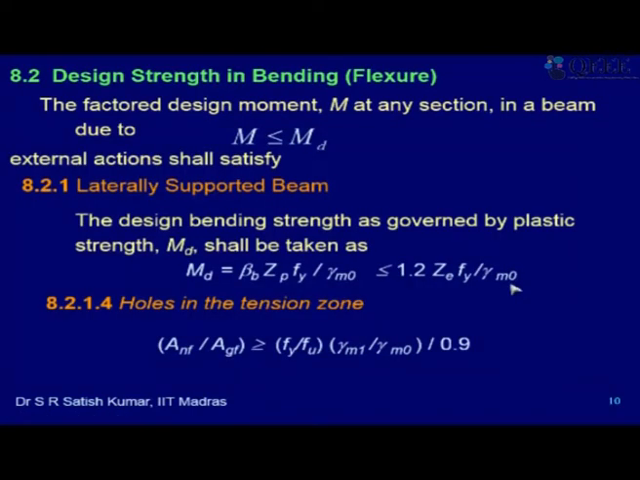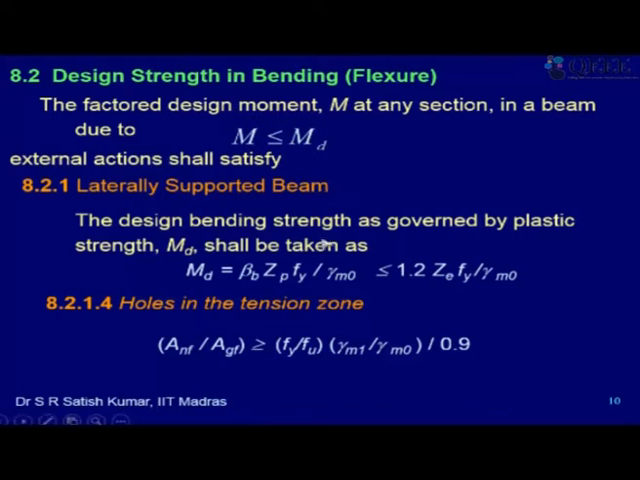Let's see now what the code says about calculating the moment capacity of various beam sections. As usual, the limit state equation says that the factored bending moment M, that is the working load bending moment multiplied by the load factor, should be less than the design strength of the section, denoted as MD. So for a laterally supported beam, there is no issue with lateral buckling or anything.